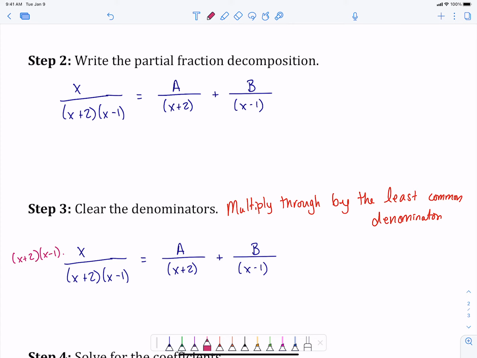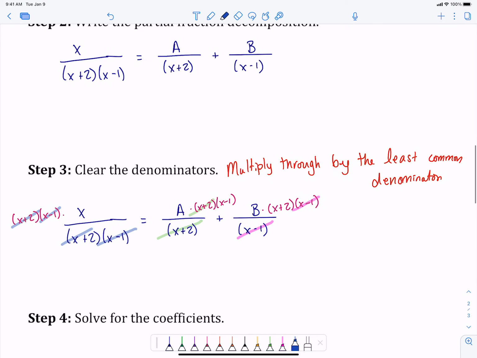So we're going to multiply each of our terms by this least common denominator. And what this is going to do is clear out all of our fractions for us. It's going to clear out all of our denominators. So here that x plus 2 or x minus 1 cancels with the x minus 1. Here the x plus 2 cancels with the x plus 2. Over here, both of these cancel there. Yay! So what we're left with is that x is equal to A times x minus 1.